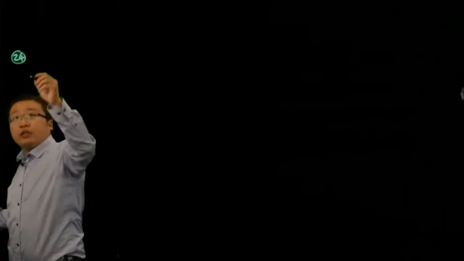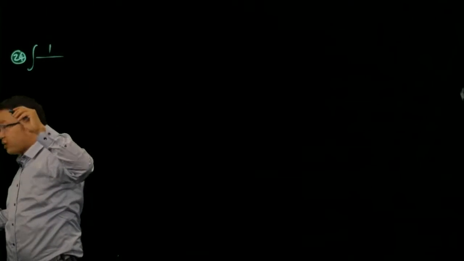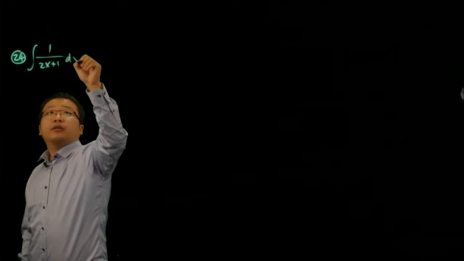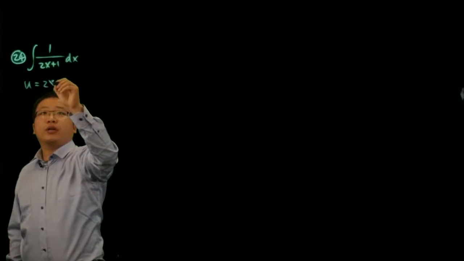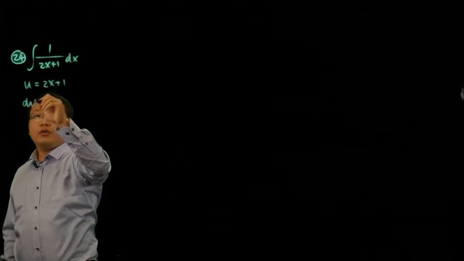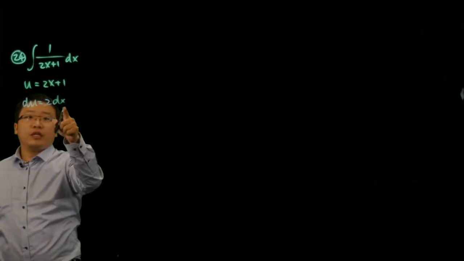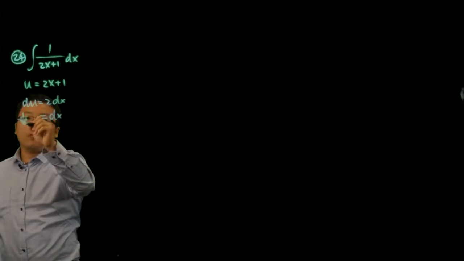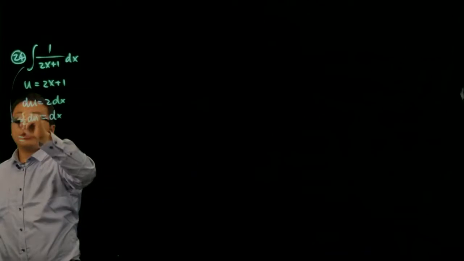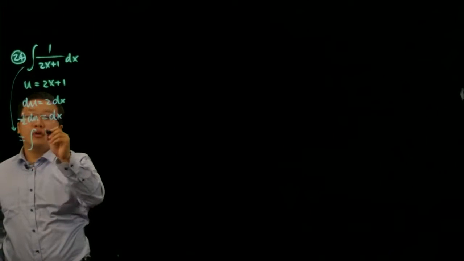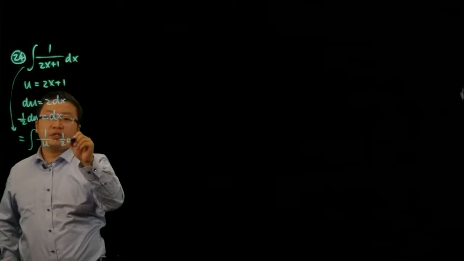Then the last several examples of 6.2 substitution start with 24. We have the integral of 1 over 2x plus 1 dx. Then you will set the bottom as 2x plus 1 as your u, and the du will be 2 dx. Then apparently I don't have a 2 dx, so I'm going to just change that dx by giving a 1/2. Therefore, your original question becomes the integral of 1 over u and a 1/2 du.